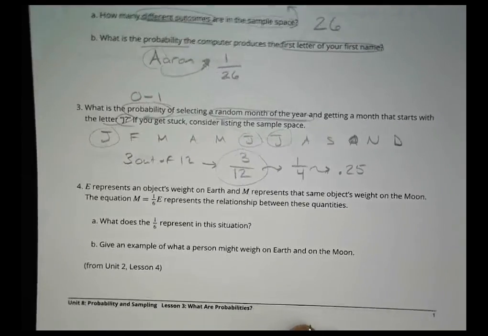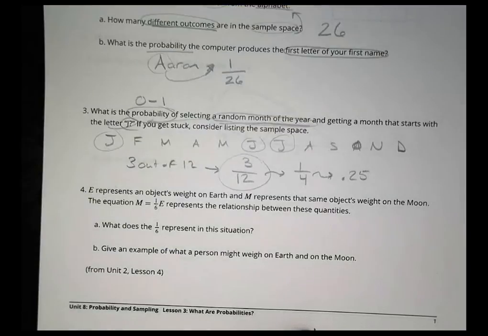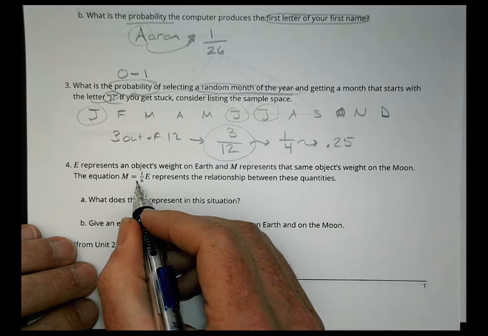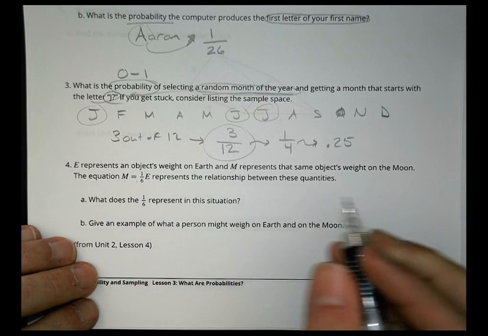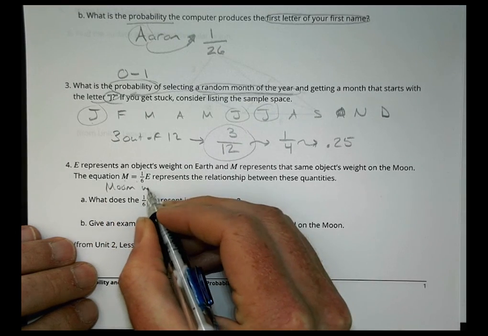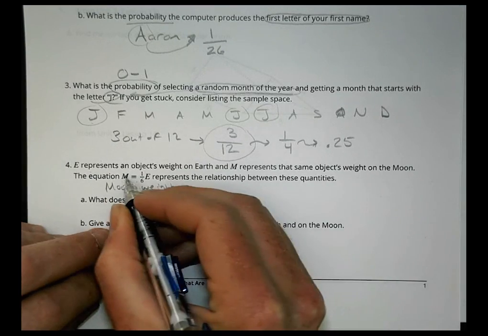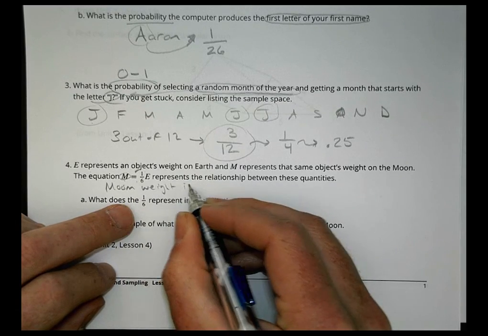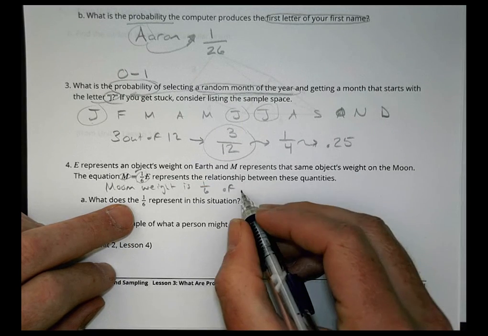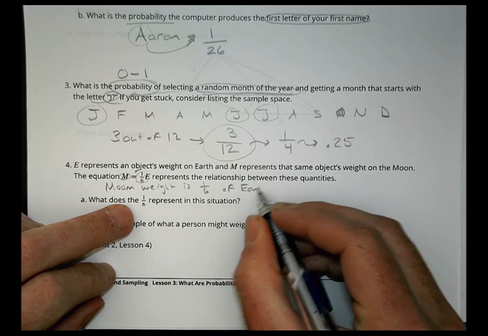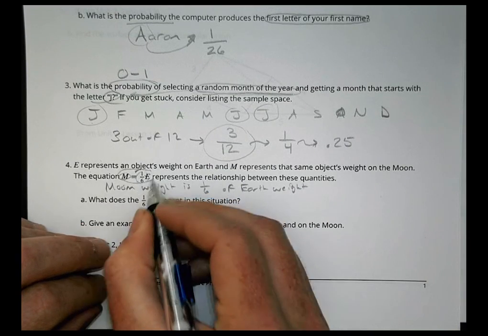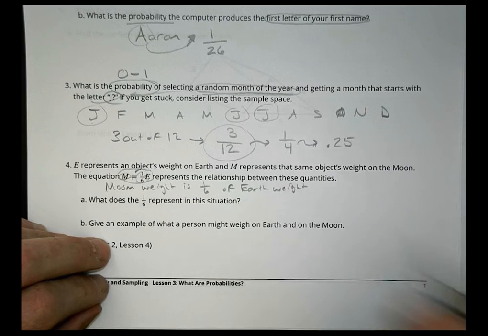Number 4. E represents the weight on Earth, and M represents the same object's weight on the moon. So we have M = 1/6 E, or moon equals 1/6 of Earth. We can write it this way: my moon weight is 1/6 of, because multiplication, Earth weight. That's what this equation is saying, that moon weight is 1/6 of Earth weight.